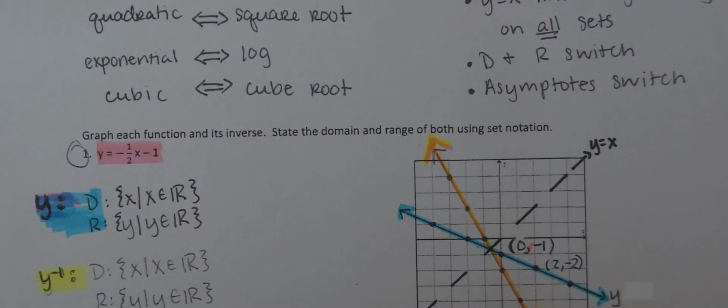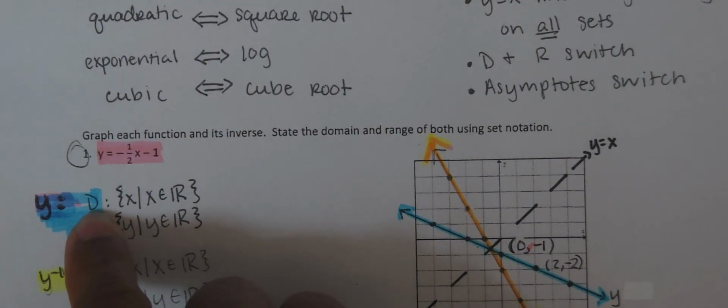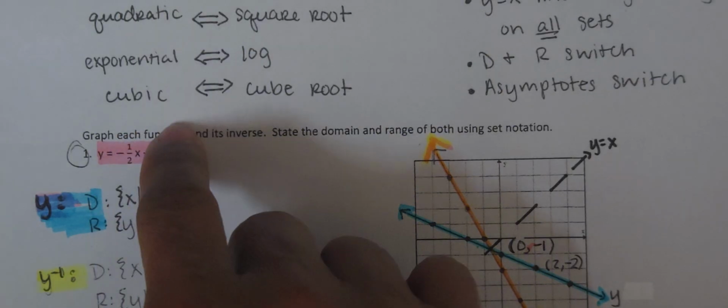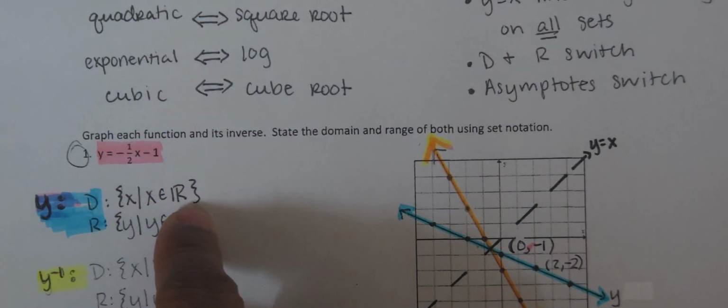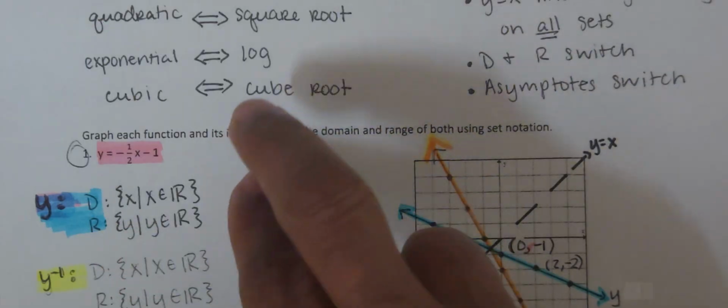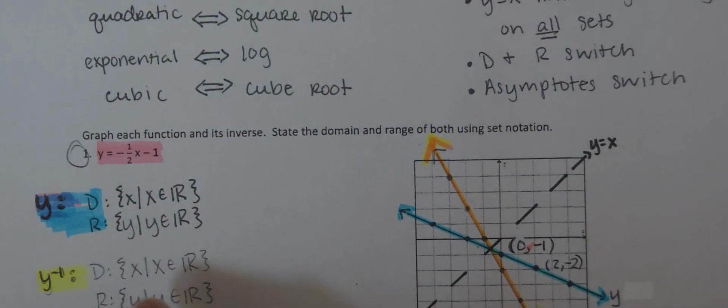So then, as you can see, domain and range for y equals -1/2 x minus 1 is this. If you switch them, you get the same thing, right? And this here is a line of symmetry, which is the line y equals x.